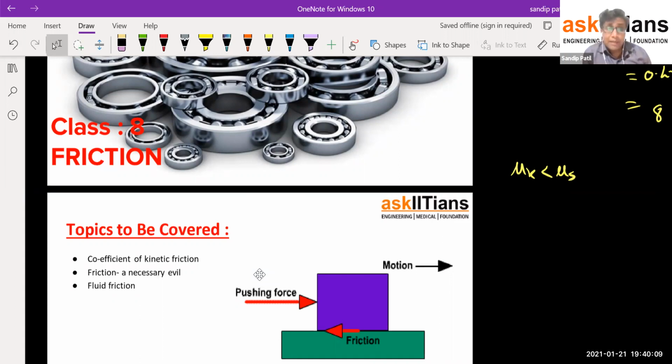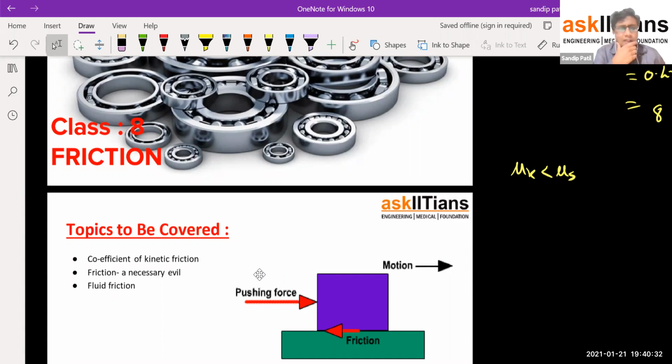Then the second part we want to study is: friction, a necessary evil. Necessary evil means obviously a bad thing. So friction is evil, a bad thing, but they are also saying it is necessary. Why do we need friction? We are also going to study that: what are the advantages, what are the disadvantages, etc.